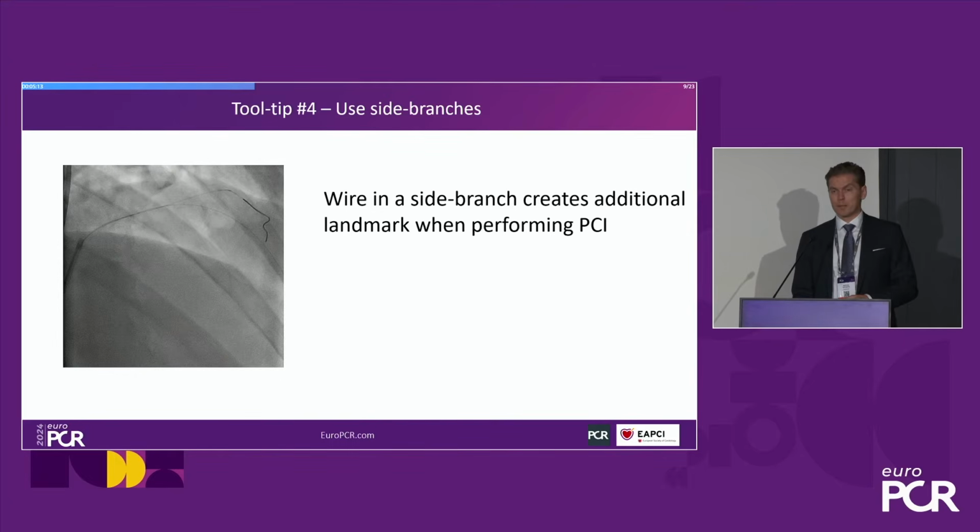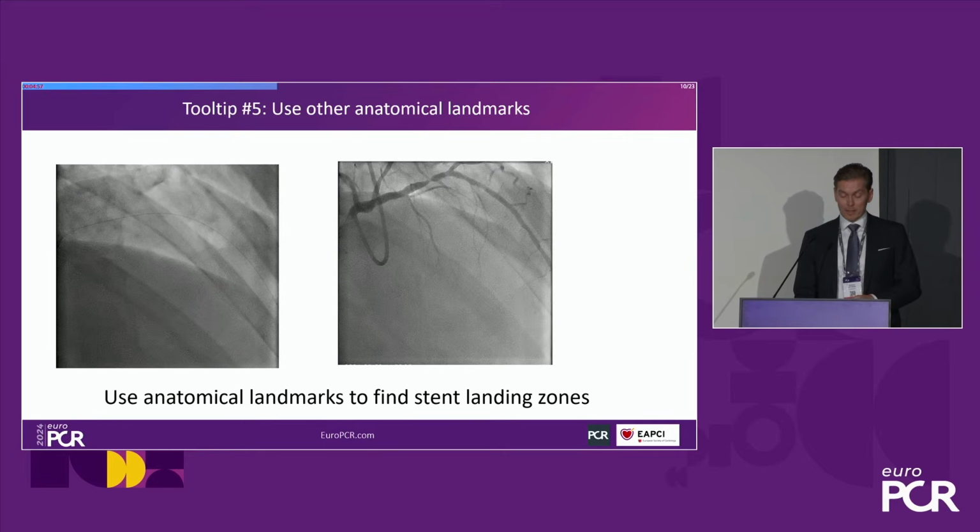We can also use side branches. Side branches are really important, either septals or diagonals, in the case of the LAD. If we just put the wire in the side branch and leave it there, it creates additional landmarks for us when we perform PCI. We know where we're at in relation to the lesion. If you look at the right-hand pictures, obviously you can put one wire in the septal branch and one in the diagonal branch, and you really cordon off the lesion.